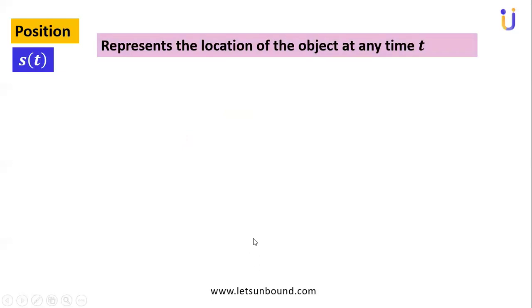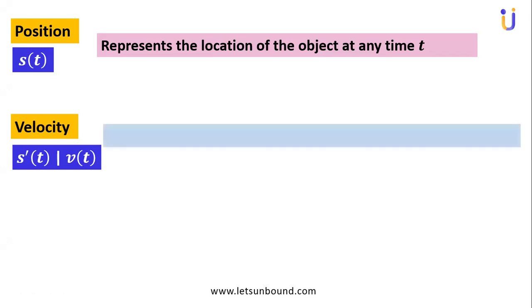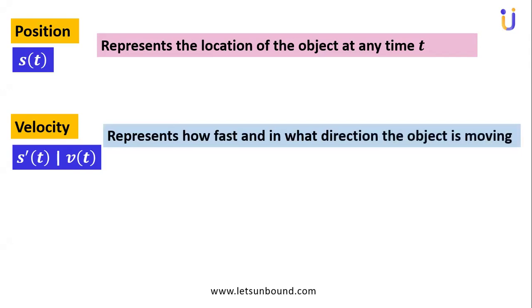Now, position is S of t, which represents the location of the object at any time t. That's simple. And velocity can be written as S dash of t, or especially V of t. And what does it say? It represents how fast and in which direction the object is moving. It also gives the direction. We know the sign convention, right? And acceleration is S double dash of t.